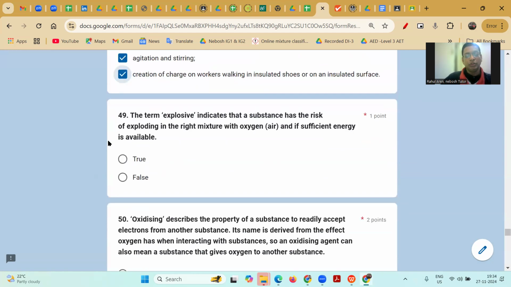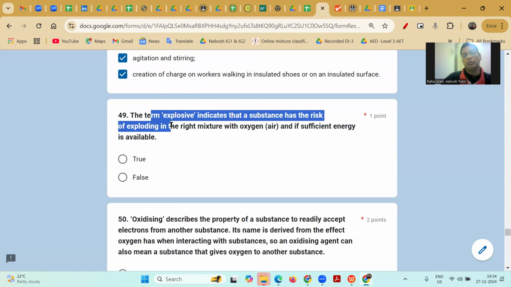The term explosive indicates that a substance has the risk of exploding in the right mixture with oxygen and if sufficient energy is available. So the term explosive indicates the risk of explosion. Explosive itself has the risk of explosion, and in the right mixture with oxygen, if there is sufficient energy, it will explode.